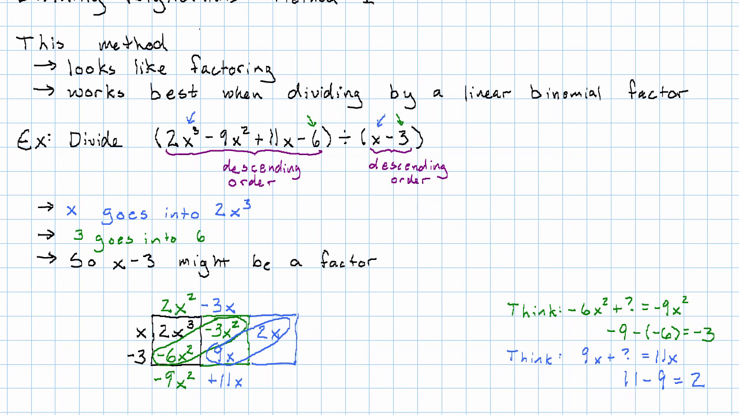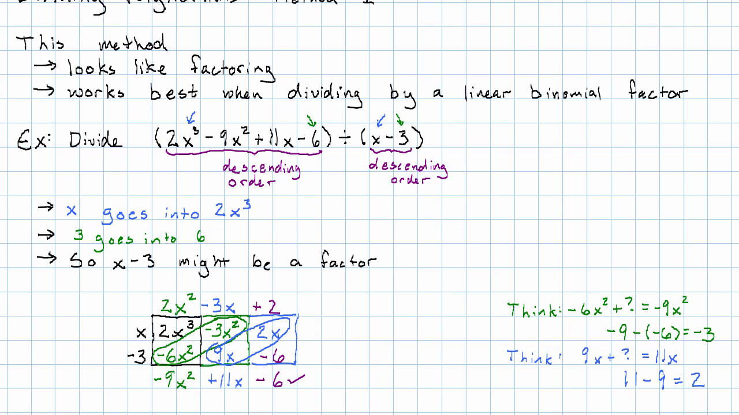That brings me to the end of that round of division. Next, I want to think, what do I need to multiply by x to get 2x? Well, positive 2. And then 2 times negative 3 is negative 6. I want my constant term to be negative 6, which it is already. So that x minus 3 really was a factor.